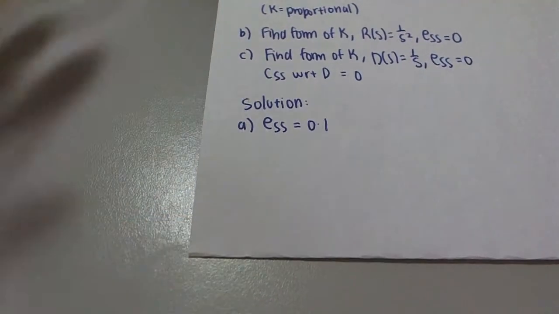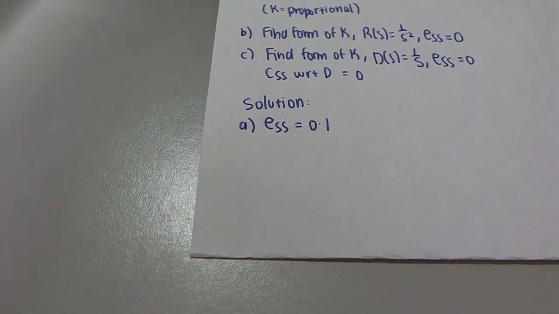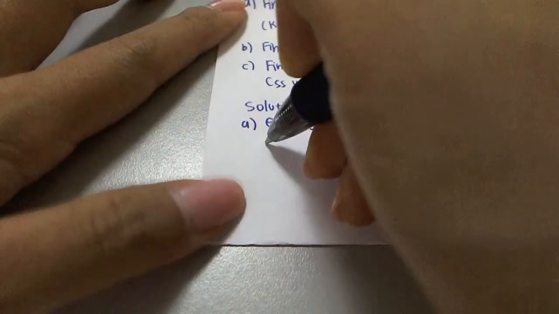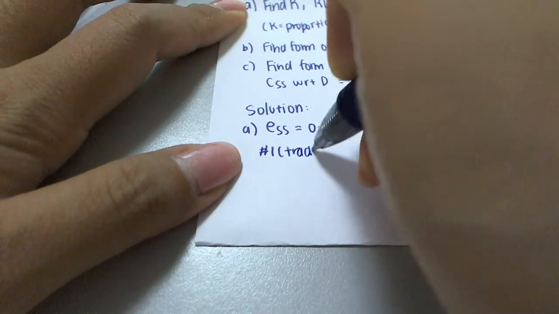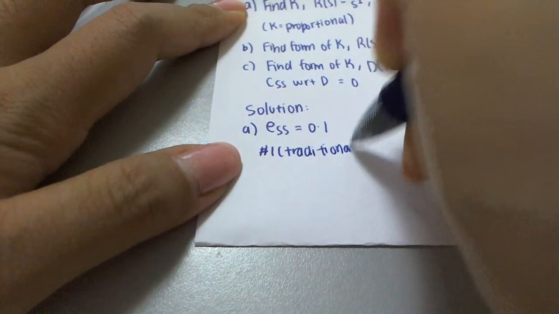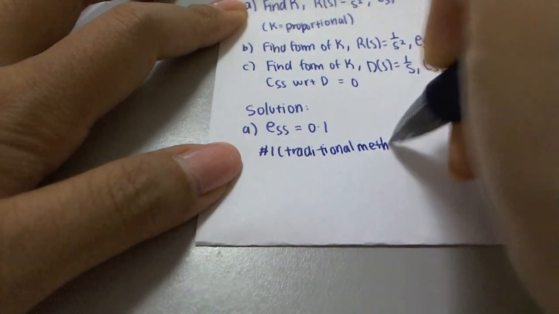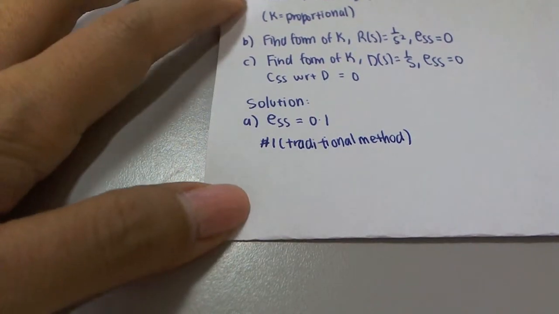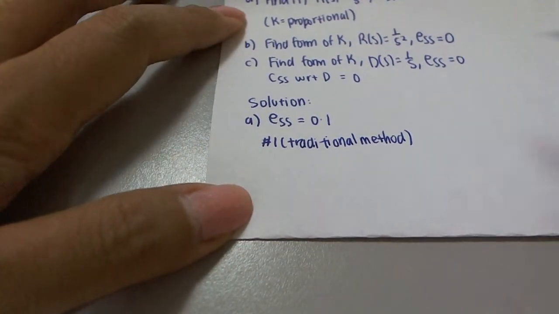For myself, I actually prefer to use the traditional method because if that's the case, I don't have to memorize any formulas at all, and it's also more intuitive. So I'll solve this problem using the first method or the traditional method first, and following with the system type and static error gain method later.